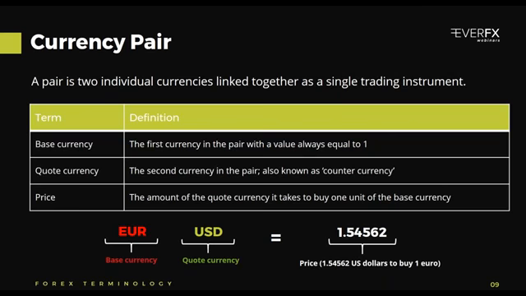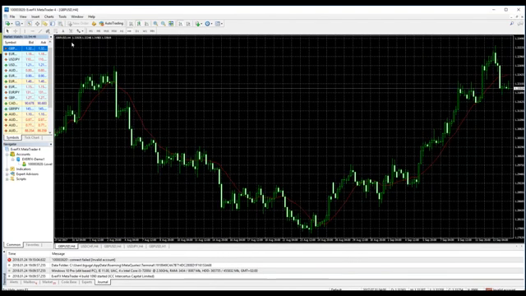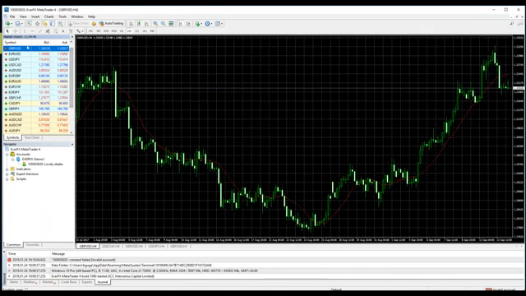Now, let's look at the base currency. The base currency is always the first currency in the pair with a value always equal to 1. Yes, it is always equal to 1. If we look at this chart, for example, I'm looking at a chart of the pound US dollar. For £1, the quote price is to the right-hand side. This is the quote. For £1, it's approximately 1.32010 US dollars.